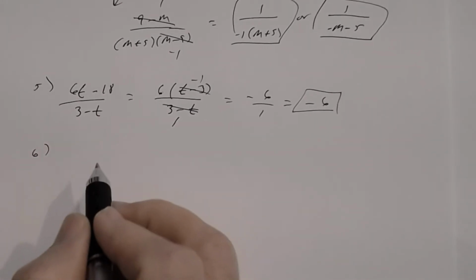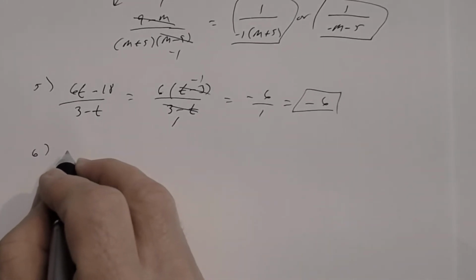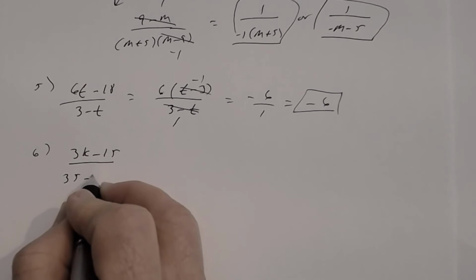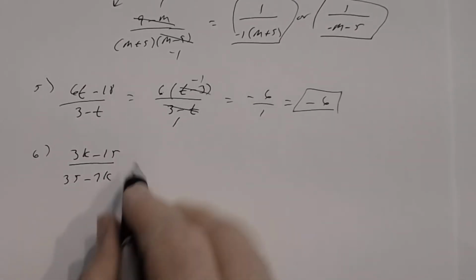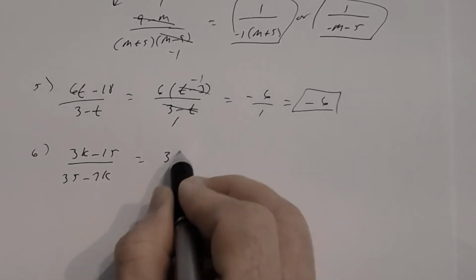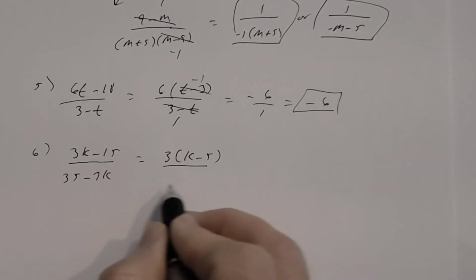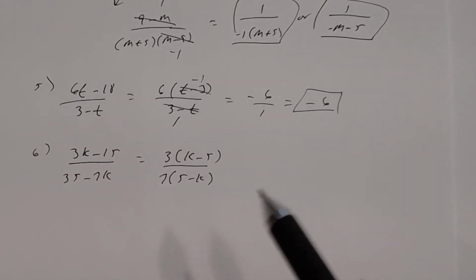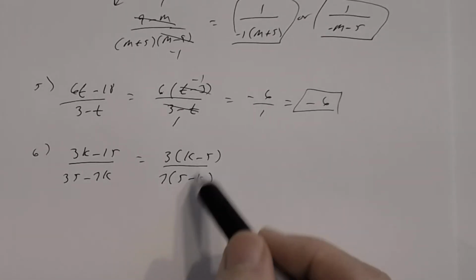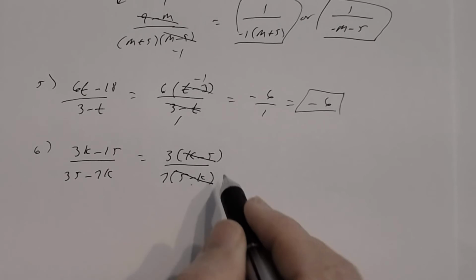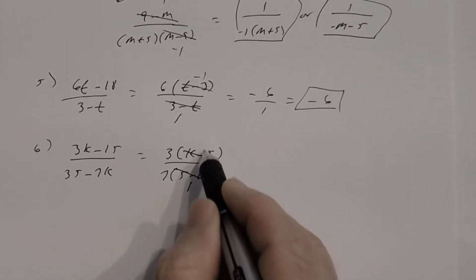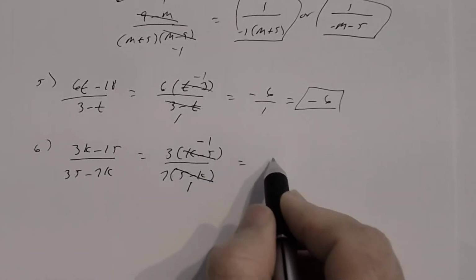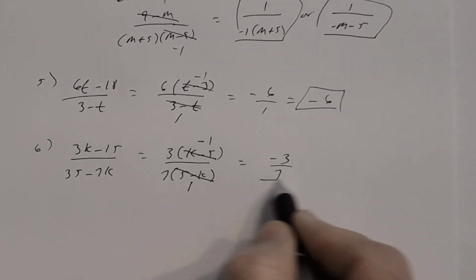Okay, number 6. Number 6, let's suppose we had 3k minus 15 divided by 35 minus 7k. So in the numerator, if I factor out the 3, I get 3 times k minus 5. The denominator, I can factor out a 7, so I get 7 times 5 minus k. What's the only two factors you can reduce? I can reduce those because those are opposites. So when I divide those like that, this one's positive 1, this one is what? Negative 1. And so the answer is going to be negative 3 divided by 7. That's your answer.